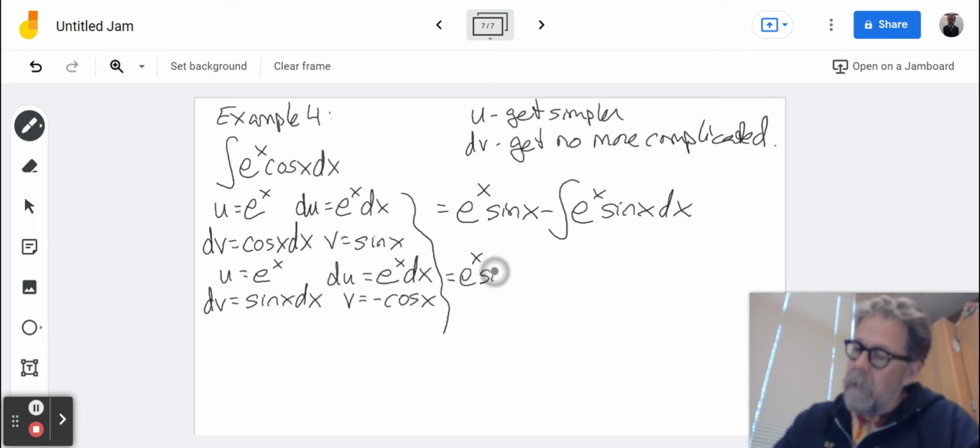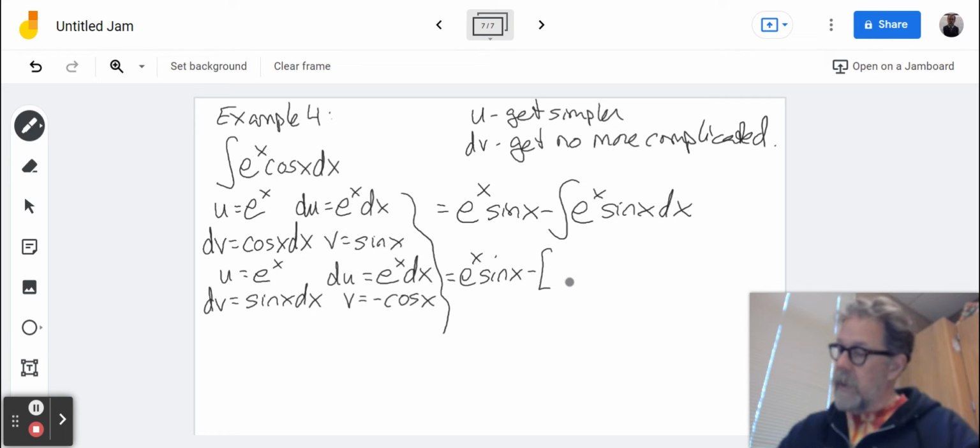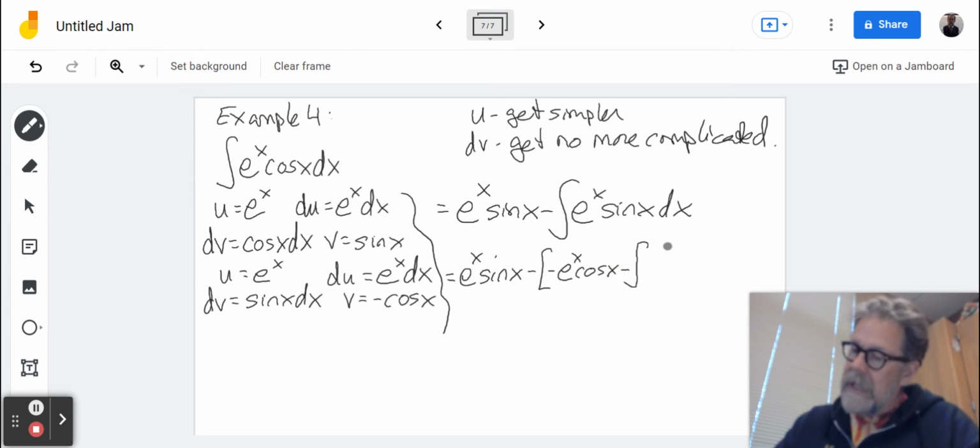we'll separate our u's and our v's: e to the x sine of x minus, don't forget your big brackets, u times v, that's negative e to the x cosine of x, minus the integral of v du, which is another minus e to the x cosine of x, and I'll deal with all the minuses in just a second here.